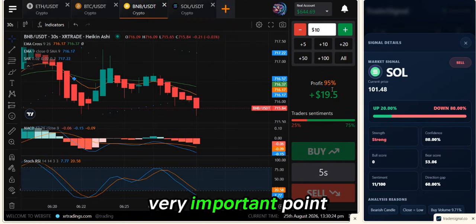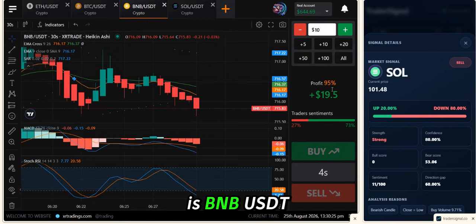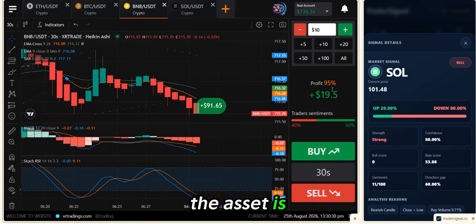And there's a very important point in this chart. The main chart is BNB USDT, but the side panel shows SOL. Therefore, do not directly interpret the signals from that panel for BNB. Always check that the asset is correct first.